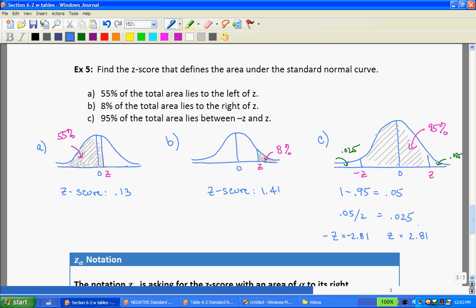So that's kind of working backwards. Be very careful that you don't mix up what you're finding, because depending on if you're finding the area versus the z-score, you have to use your table a little bit differently. Here we went searching in the middle, and there's no real shortcut to it. You just have to look for the trend in the numbers. We searched for the area in the middle of the table that matched the area we were talking about, and then we figured out what the z-score was that corresponded to it.